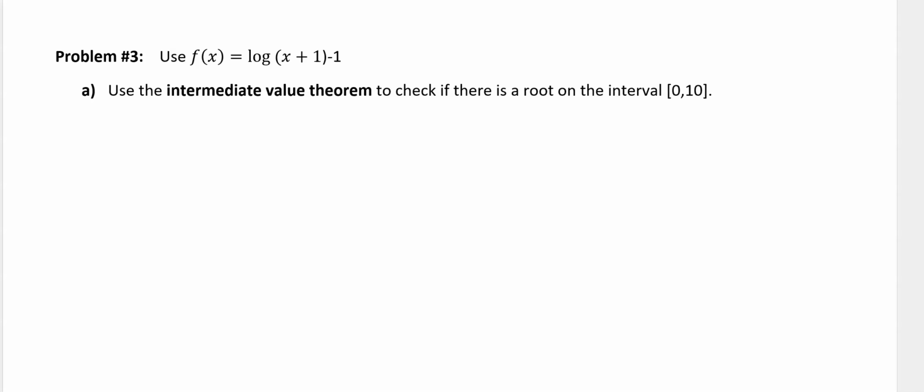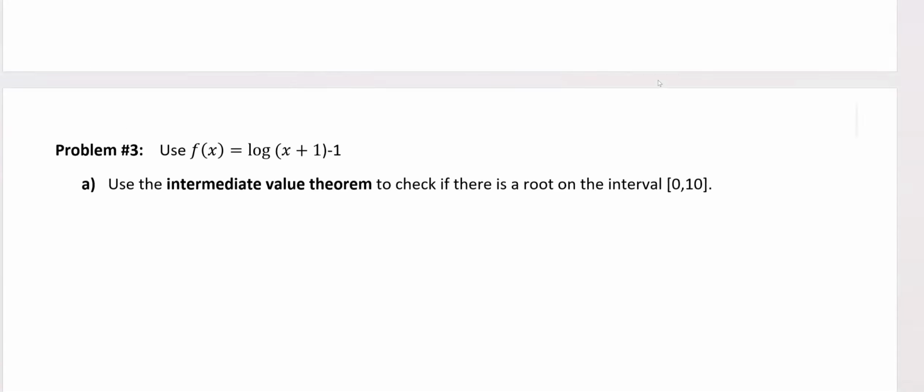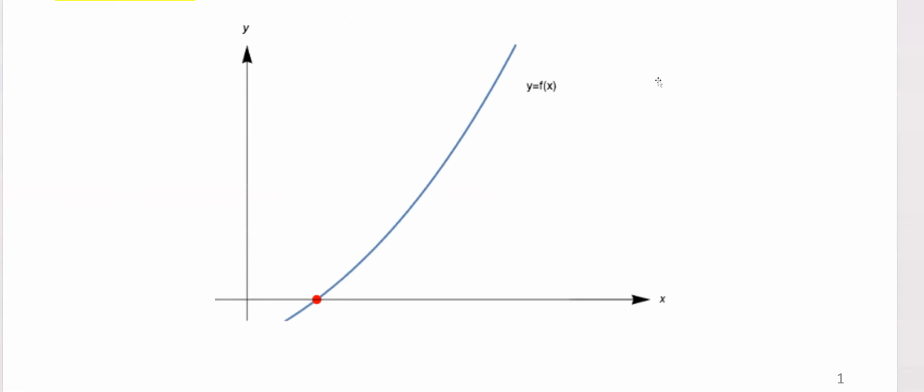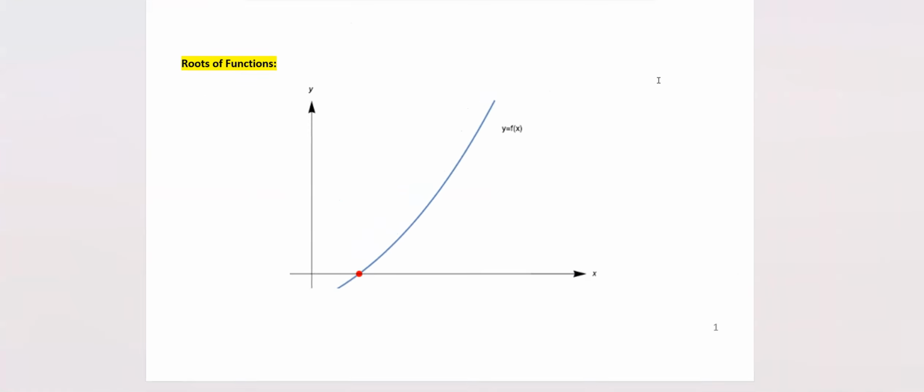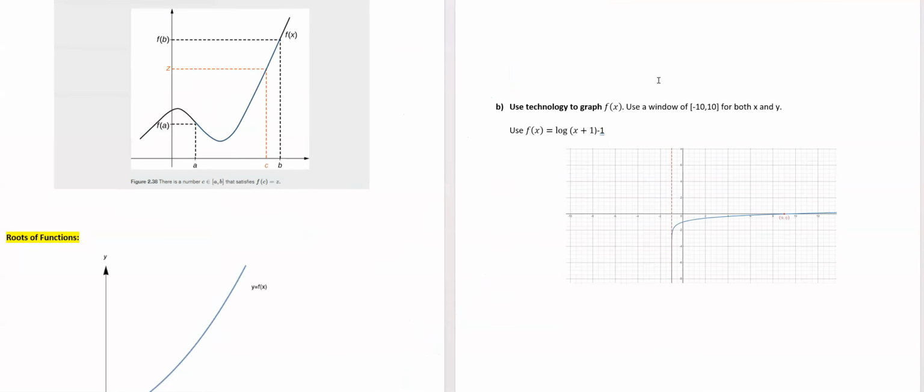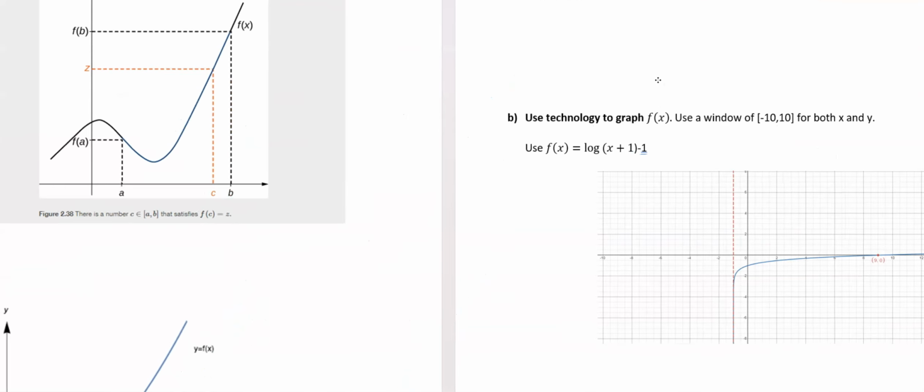Hi class, let's take a look at problem 3. So they want us to use the intermediate value theorem to check if there's a root on the closed interval from 0 to 10. Now, just to quickly review the intermediate value theorem, and in this case we're going to be using it to find roots, what the theorem says is the following.